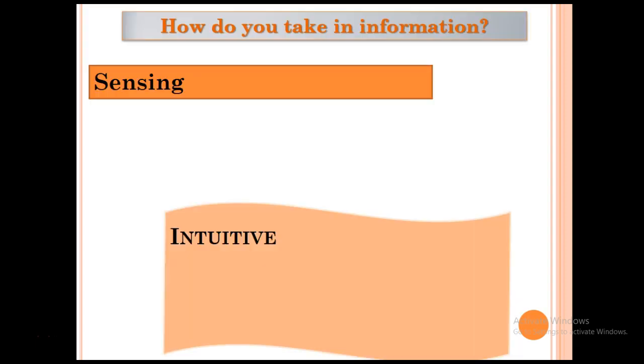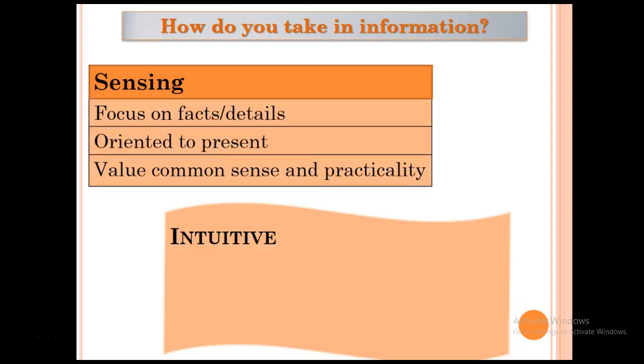The next dichotomy is how you take in information. So we have sensors versus our intuitive types. So sensing people tend to focus on facts and details. They're more oriented to the present, and they value common sense and practicality. These are the ones who are going to say, but how can we make this happen? Okay, they're practical people.